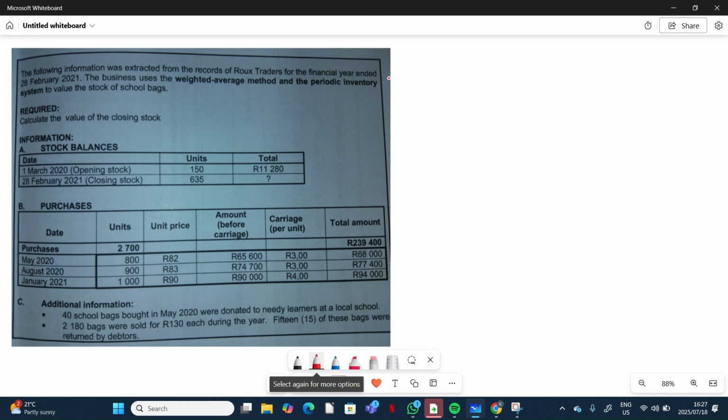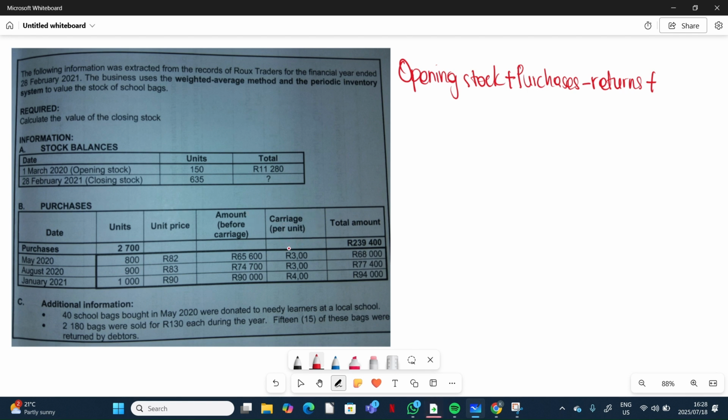So how do we get the closing stock with this one? Remember, the formula doesn't change with the weighted average method, but this time around it's going to be different. We have our opening stock, and obviously we're going to add purchases. But here's where the difference comes in. We are going to add the carriage.